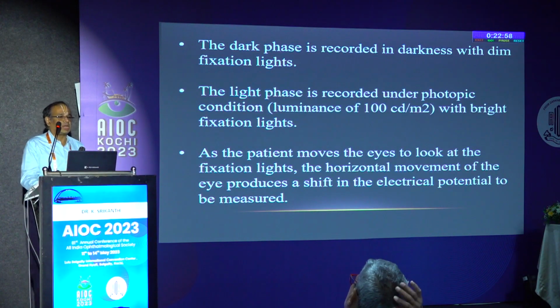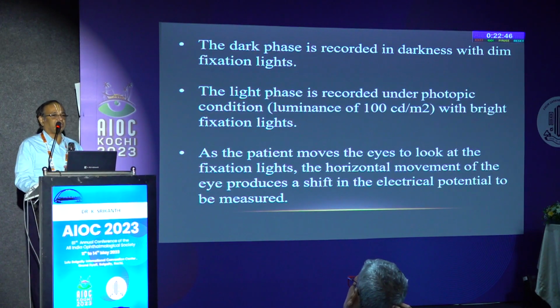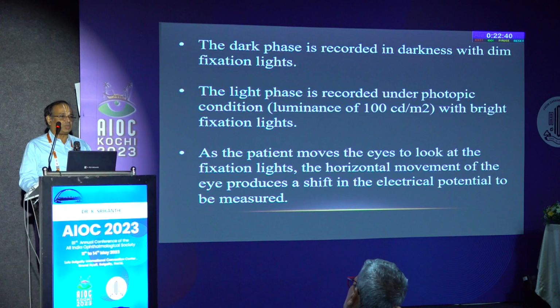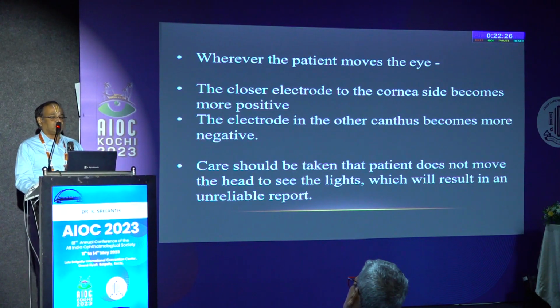So the dark adapted phase has to be there. The eye is dark adapted for minimum 15 minutes. Then again the recordings are done, and again light is exposed, and in the photopic condition again the recordings are done. So this is how it is done. So you measure the amplitude, you measure the time latency between these recordings, and that is given in a chart.